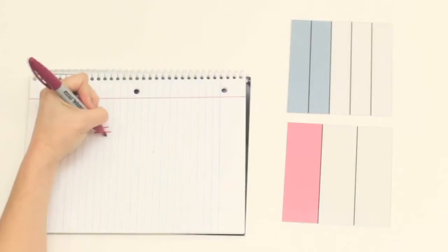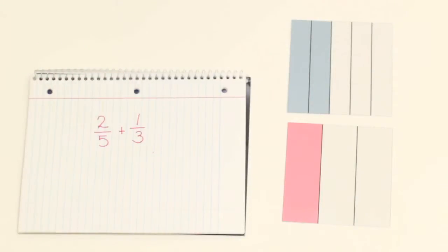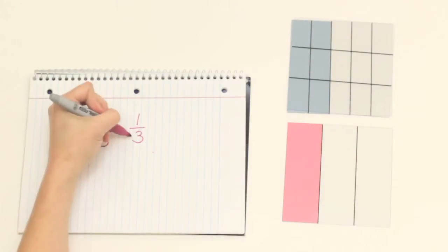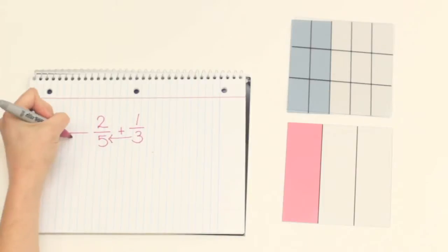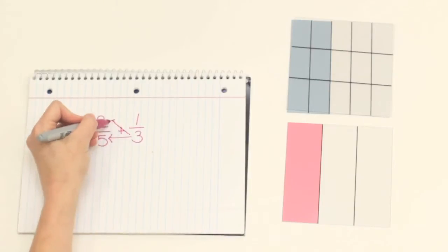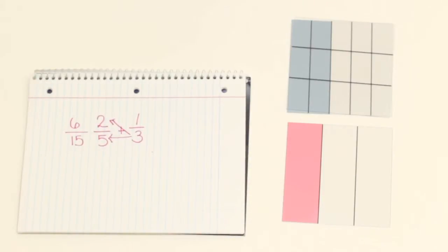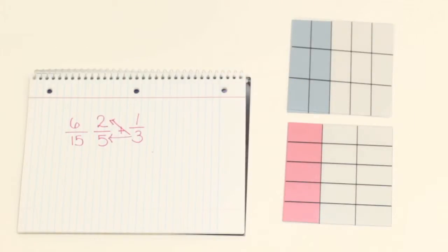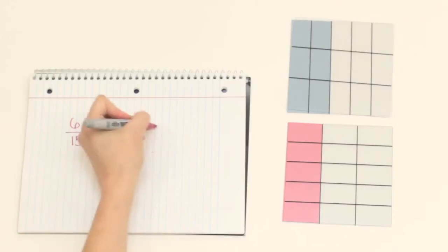Once students have mastered the concept of fraction equivalence, they can use strategies based on equivalent fractions to add and subtract fractions with unequal denominators. Dividing the 2/5 into 3 parts multiplies both the denominator and numerator by 3, giving us the equivalent fraction 6/15. Dividing the 1/3 into 5 parts multiplies the denominator and numerator by 5, giving us the equivalent fraction 5/15.